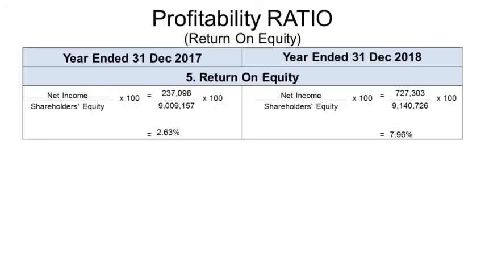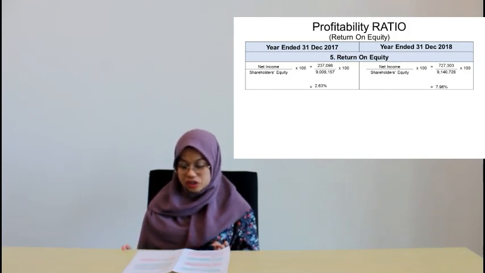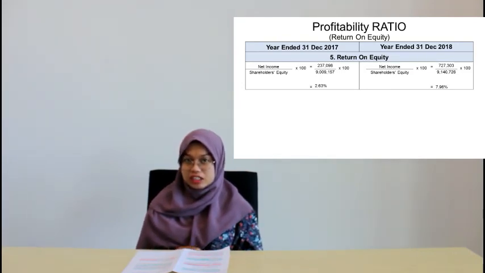Okay, in the year of 2018, the return on equity is 7.96%, higher compared to the year of 2017, which is at 2.63%. Thus, it shows the level of return that shareholders are getting is higher in year 2018. Okay, that's all from me.